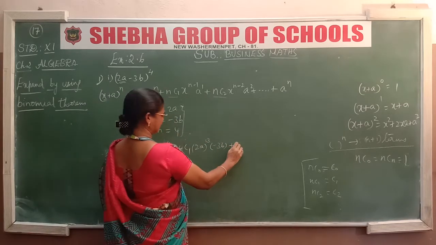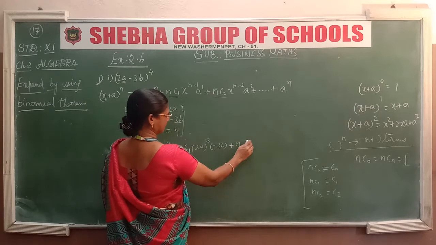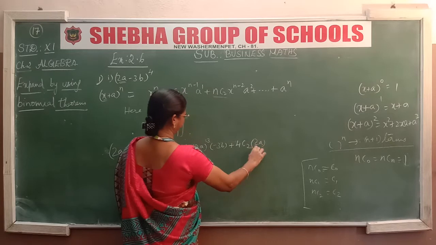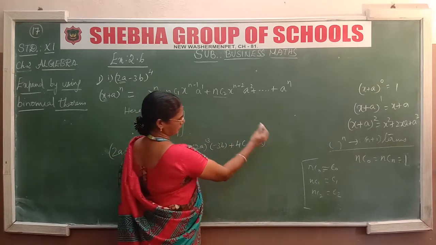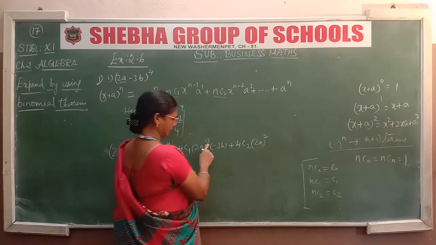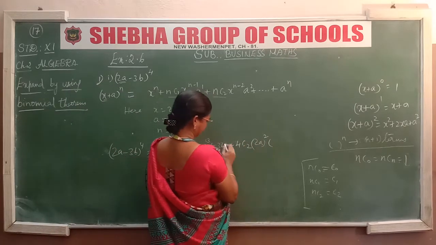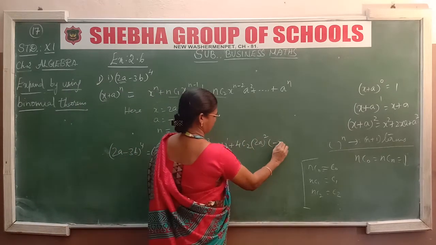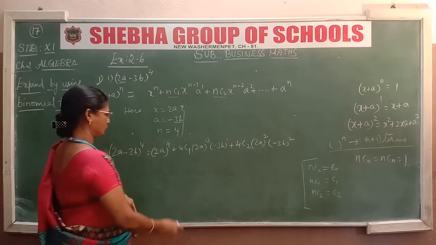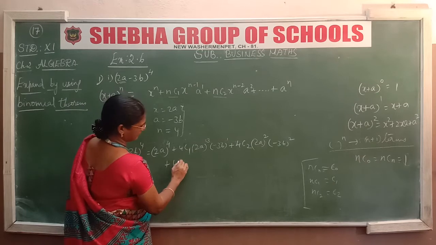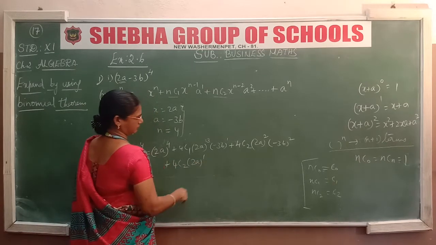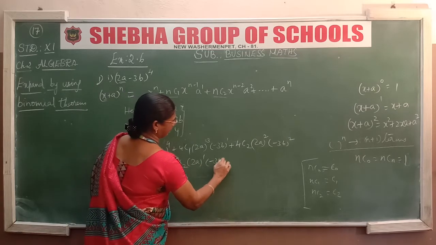And the third term is 4c2 and (2a) power, here 3 is there, so now we get 2, we reduce one degree each time. So 3, next one is 2. Here a power 1, so a power 2, that is (minus 3b) power 2. Next term is 4c3, (2a) power 1 and (minus 3b) power 3.